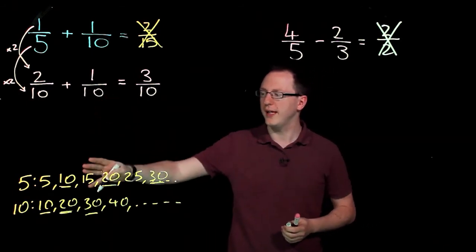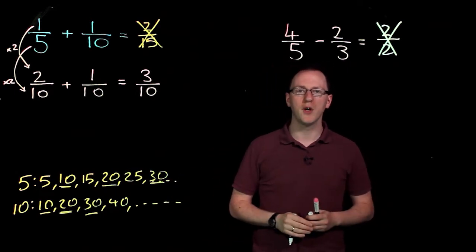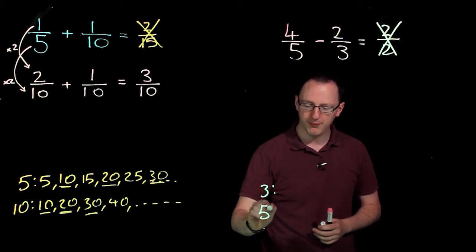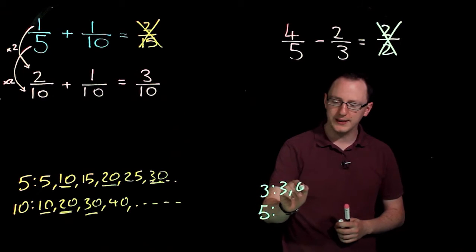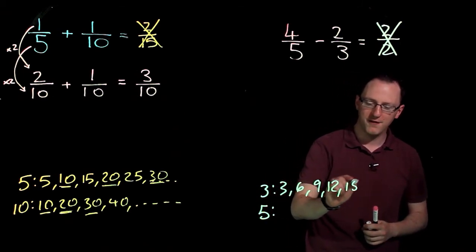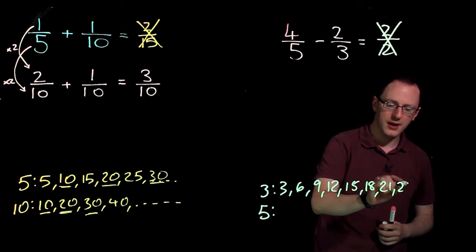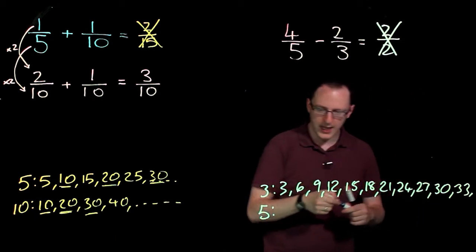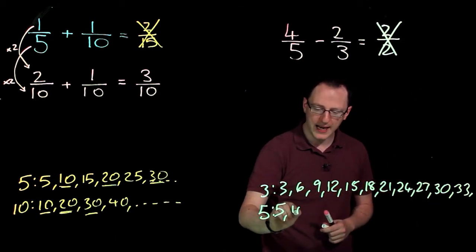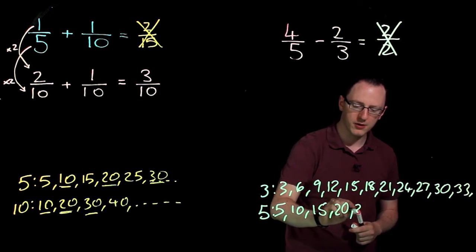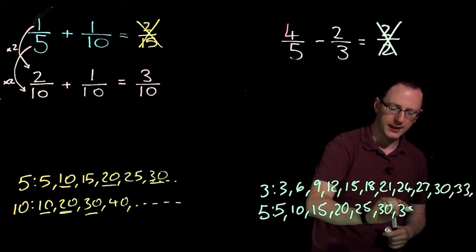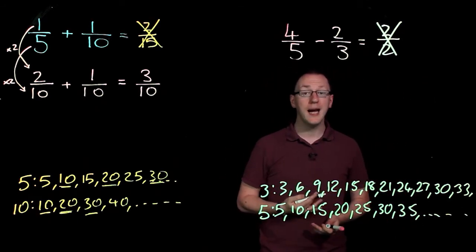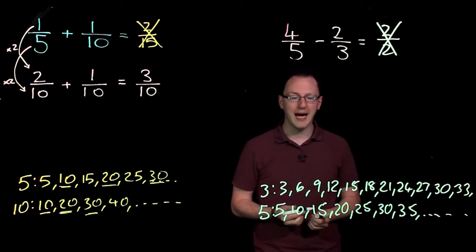And to do that, like we've done over here, we're going to find the multiples of our two denominators. So the multiples of 3 and the multiples of 5. So multiples of 3: 6, 9, 12, 15, 18, 21, and so on. Okay, keep going. And the multiples of 5: 10, 15, 20, and so on. And again, we could keep going. And we're looking for numbers that appear on both lists. Shared multiples, common multiples of 3 and 5.